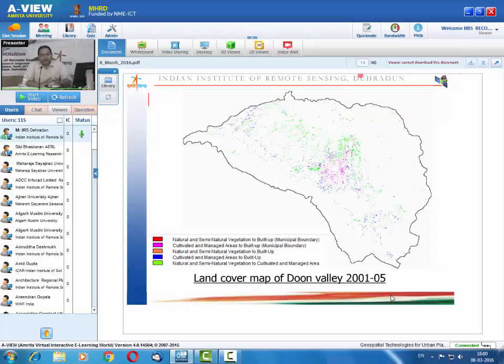Whatever we have discussed by charts, here we have tried to show you in a spatial format. That was in the form of a diagram; now we have things more in a map format, right? So you can see, though it is very small, this is the cultivated to built up municipal. Inside, it is basically agriculture which is changing, right? And you see the dominant class is natural and semi-natural vegetation, which is changing to cultivated and managed area. So outside the Dehradun urban agglomeration DUA, a large transformation is occurring in the form of natural and semi-natural vegetation changing to cultivated and managed area.